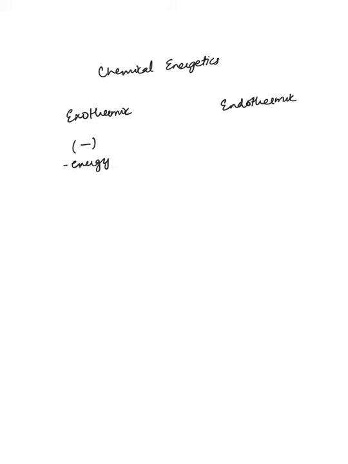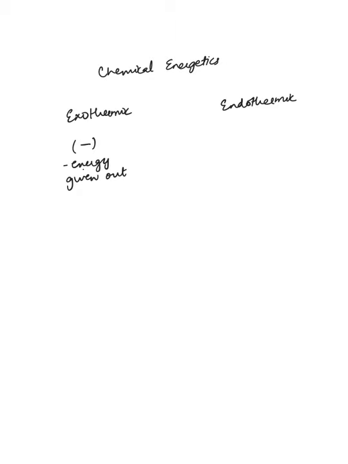Okay, so now we're going to start with chemical energetics. We know that we have two types of chemical reactions. Either they are exothermic or they are endothermic. By exothermic, we mean that the energy is given out, and we know that it is denoted by a negative sign because energy is given out and the bonds are being formed, and we know that whenever bonds are formed, energy is given out and it is denoted by a negative sign.